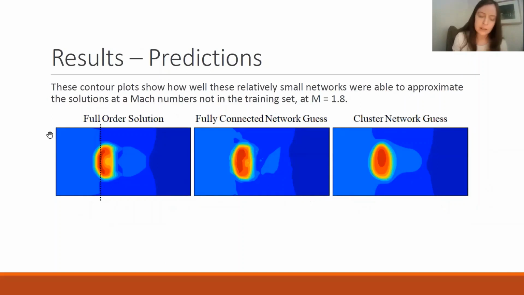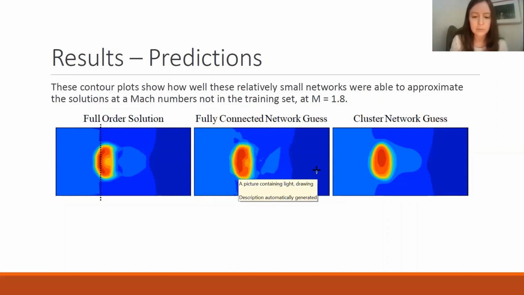For predictions, I just want to show the fully connected network guess, which suffers from very similar problems as the Burgers' equation guess. It's not very smooth and doesn't really fit the shape of the problem as well. And the cluster network guess is a little smoother and generally fits a little bit better.